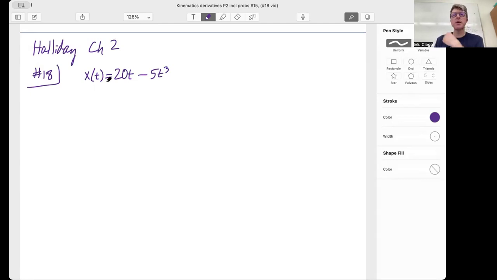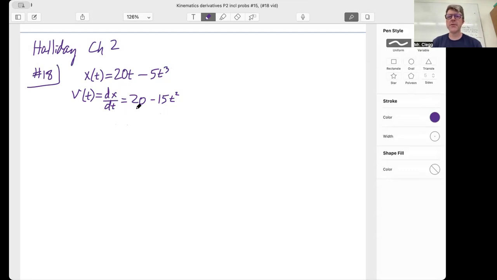So first of all, we want to get the function for velocity. We know that the velocity v of t is going to be equal to the derivative of this, so we're going to take dx/dt. Using the power rule, that's going to be 20 minus 5t cubed, so we're going to go 3 times that, minus 15t, drop it by 1, t squared. There is our velocity function, v of t.